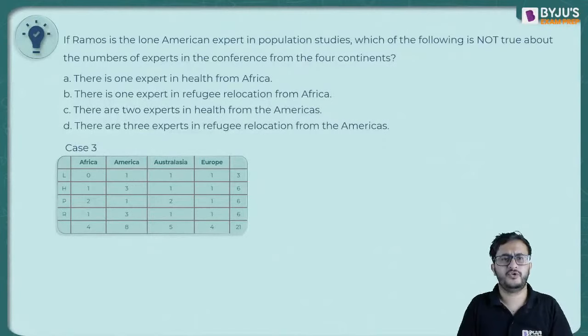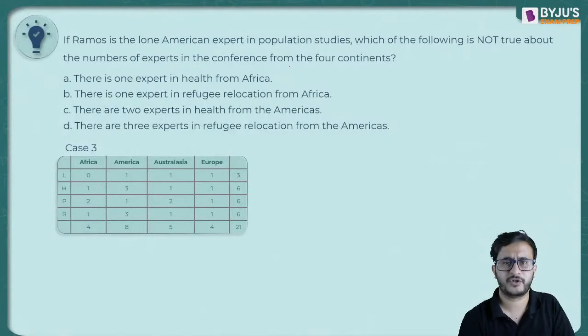If Ramos is the known American expert in population studies, which of the following is not true about the numbers of experts in the conference from the other four continents? So we will take the case in which you have only one person in the population studies, one person from America. Which of the following is not true? Let us try with the fourth option. There are three experts in refugee relocation from the Americas. That is true. There are two experts in health from the Americas. That is false.